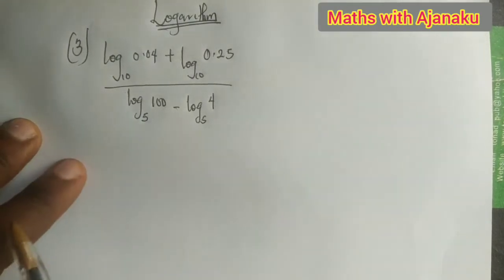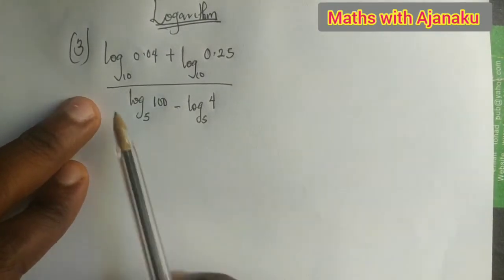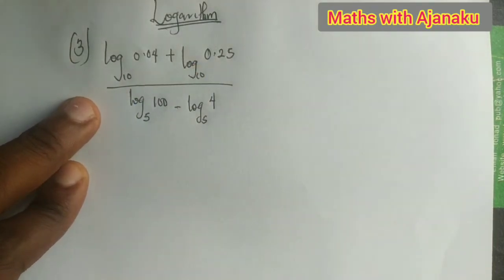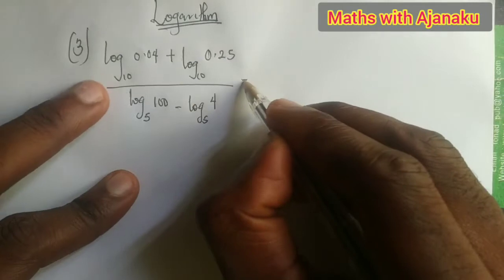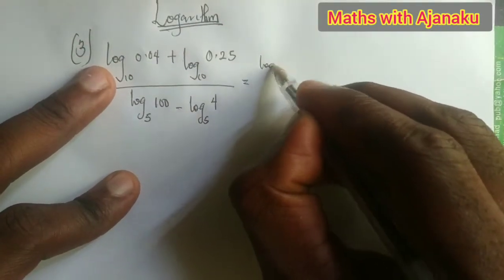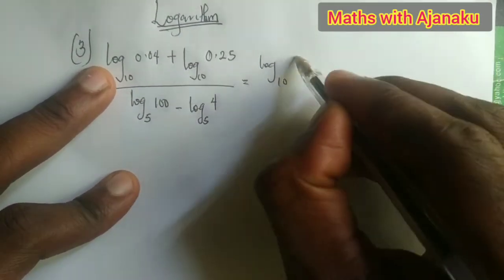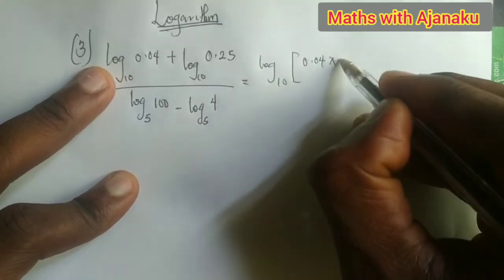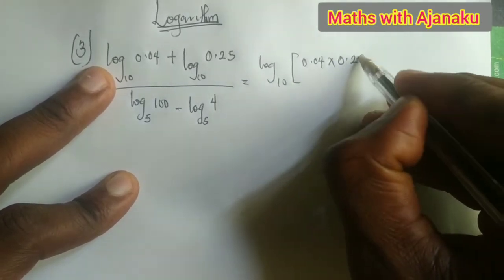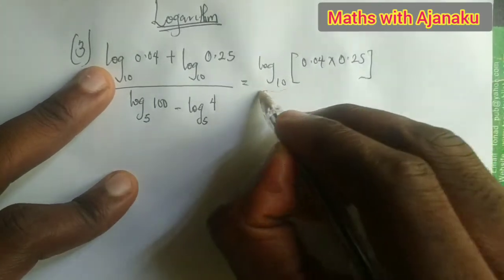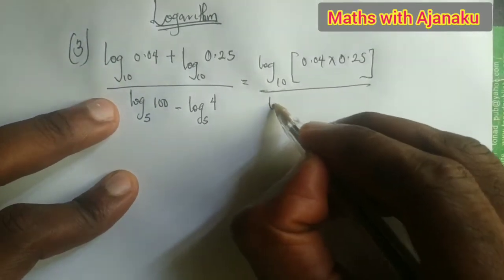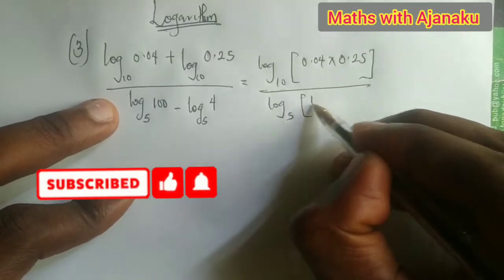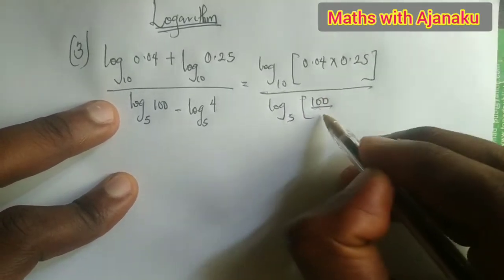Now to solve this, we'll be using the first and second rule to do justice to the numerator and the denominator here. By so doing, this becomes log base 10 of 0.04 times 0.25, over log base 5 of 100 divided by 4.